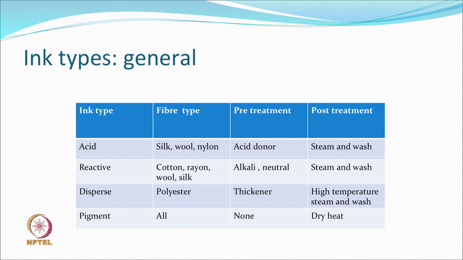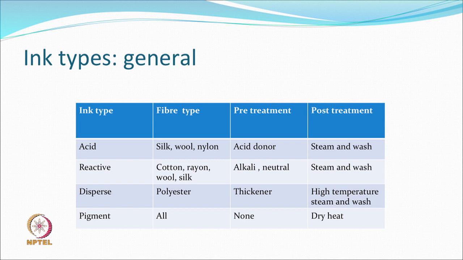In post-treatment, steaming, washing, and of course, drying. Reactives generally were initially recommended for cotton and other cellulosics, but theoretically we can use them for wool and silk. If they are being used for cotton, you will require an alkali, and if you are using them only for wool and silk, you may actually not require any alkali in a pre-treatment and it can still work. Of course, steam and wash you may like to do.